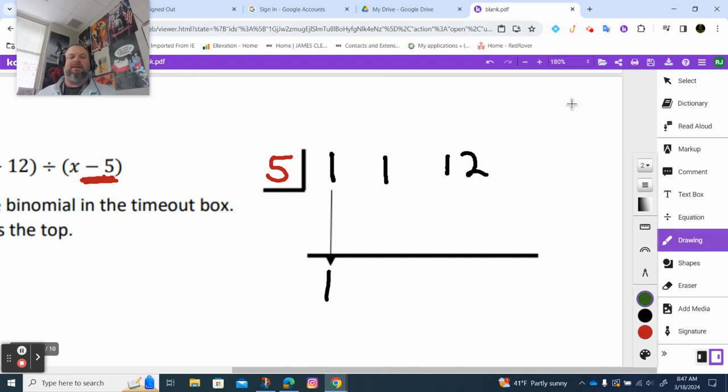Now, what we do, we say the timeout number times this number. So what is the timeout number times this number? 5. 5 times 1, and we put it right here. Now, we are going to combine. This is a positive 1. This is a positive 5. So that means we would add. What is 1 plus 5? 6.